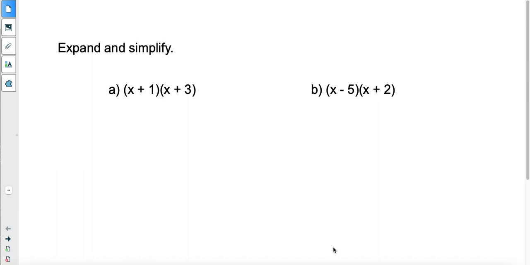Hi everyone. In this video, I'm going to take a look at factoring. But before I look at that, I want to briefly review expanding with you. So remember, when you're expanding, we want to multiply everything inside the first brackets by everything inside the second brackets.